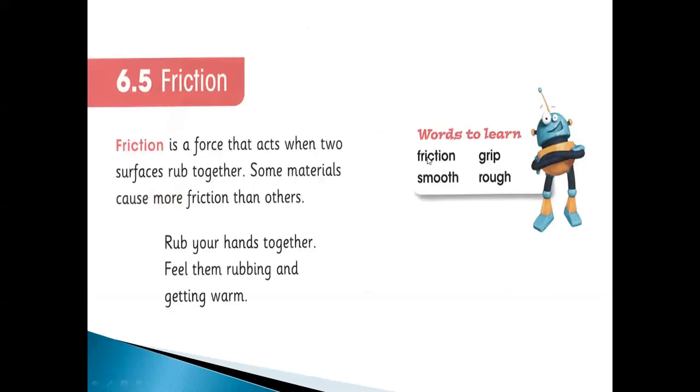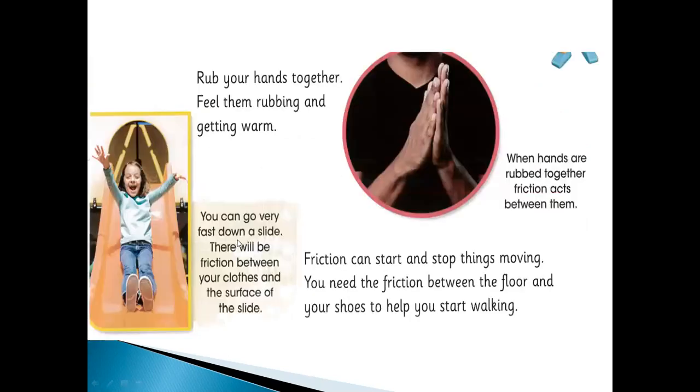First of all, the vocabulary words: friction, grip, smooth, and rough. What is friction? Friction is a force that acts when two surfaces rub together, like your hands when you rub them, so you can feel warmness. This is friction. Some materials cause more friction than others. Obviously, if it's not slippery, it creates more friction. Rub your hands together, feel them rubbing and getting warm.